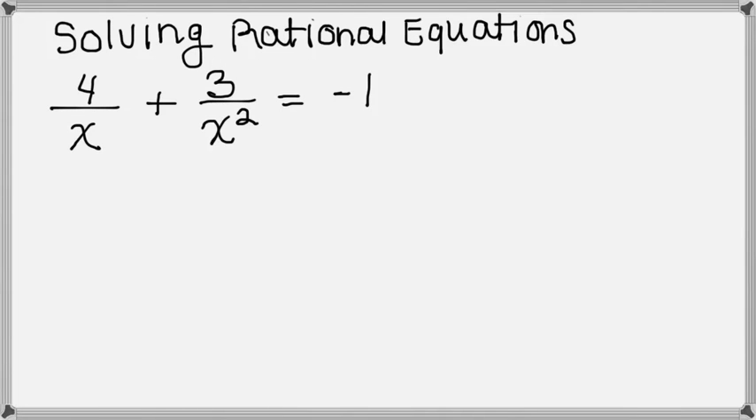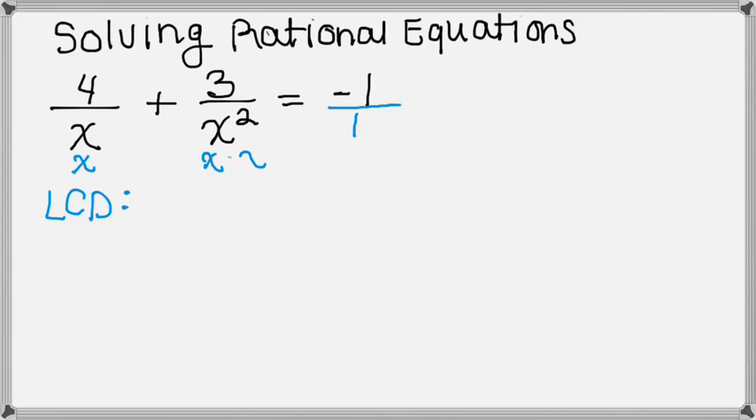Now let's solve the rational equation 4 over x plus 3 over x squared is equal to -1. The -1 is not a fraction, so I'm going to put it over 1 just to keep it consistent so everything's written as a fraction. And then we need to find our least common denominator.